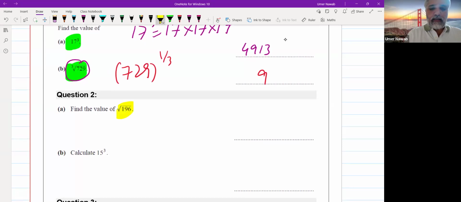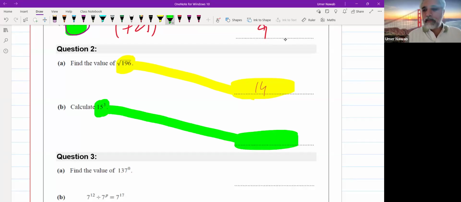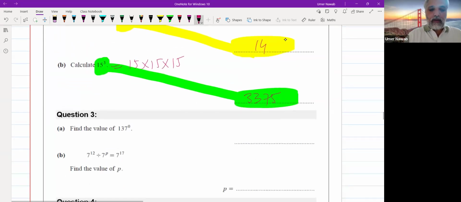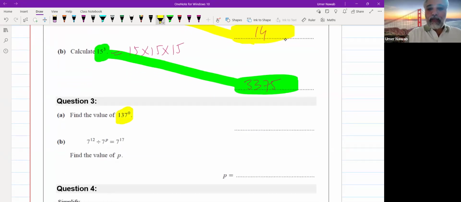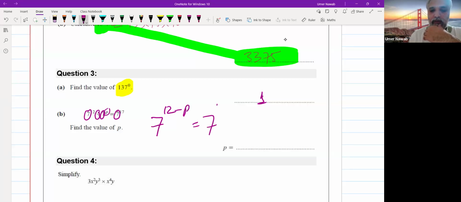Square root of 196, everyone knows the answer is 14. It should be on your fingertips. 15 power 3, you may use a calculator, guys. Your answer is 3375 because it means 15 times 15 times 15. Any number power 0 is always equal to 1. So base 7 is equal to 7. So when it happens, I write a single power 7, 12. Division sign changes the sign of p. It becomes negative p is equal to 7 raised to power 17.